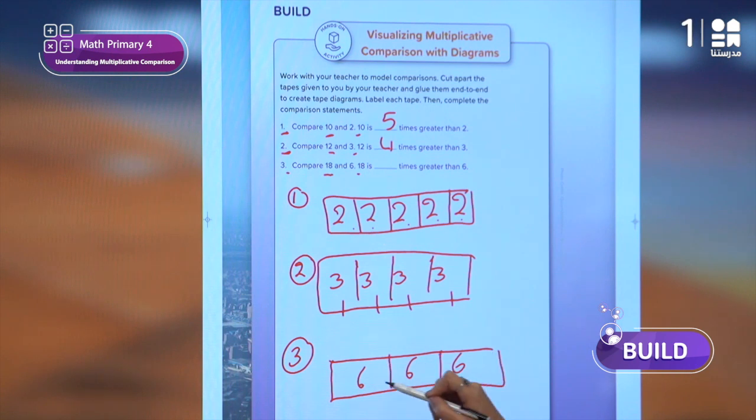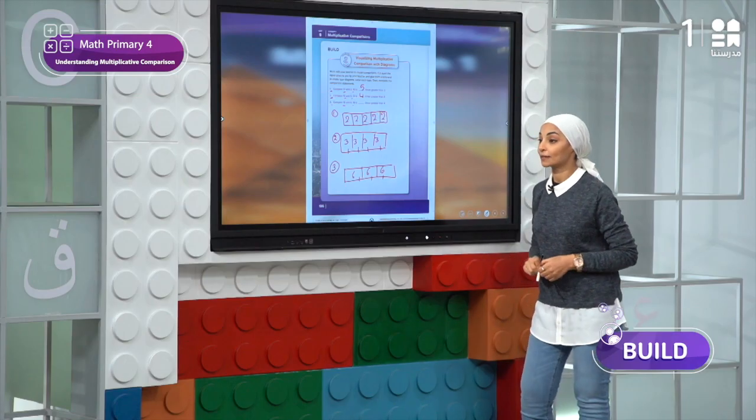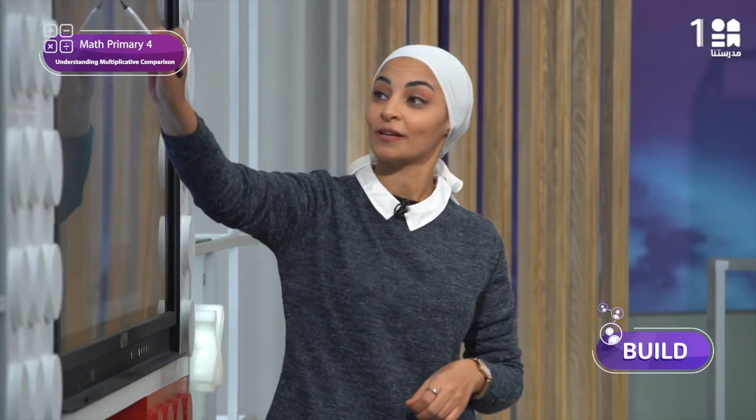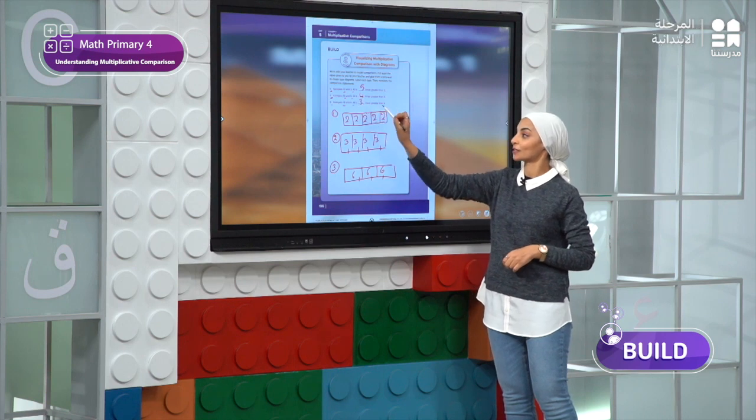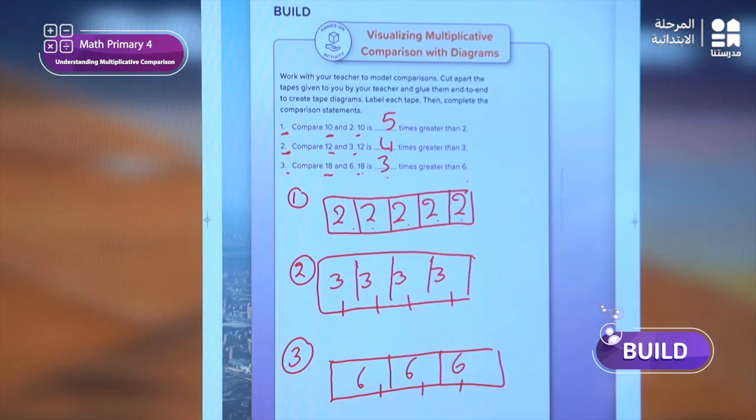So I have 3 6's in 18. That means 18 has 3 6's. So 18 is 3 times greater than 6. 18 is 3 times greater than 6.